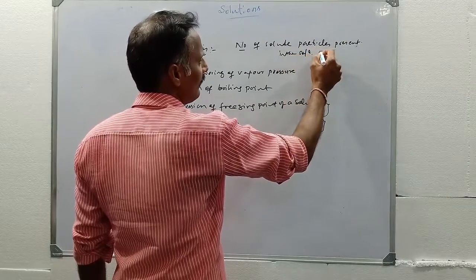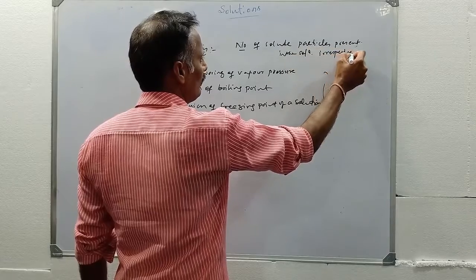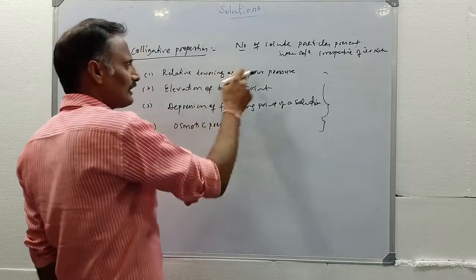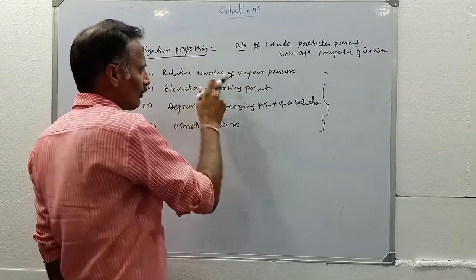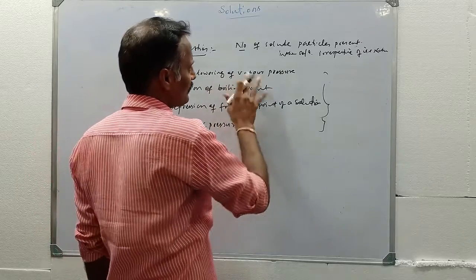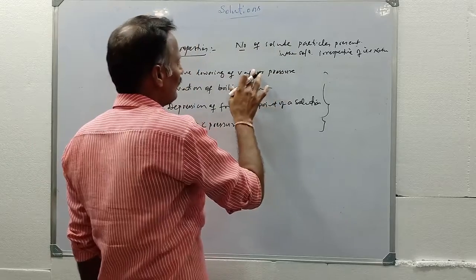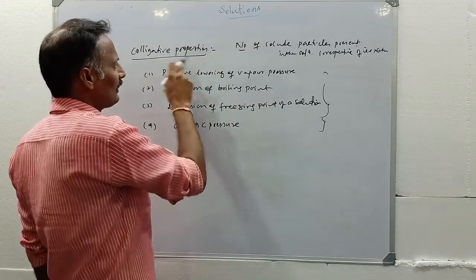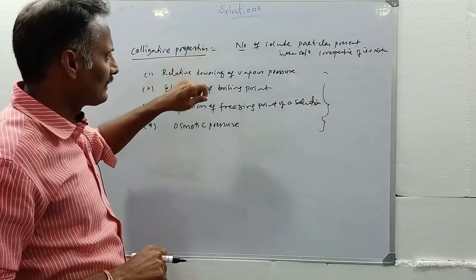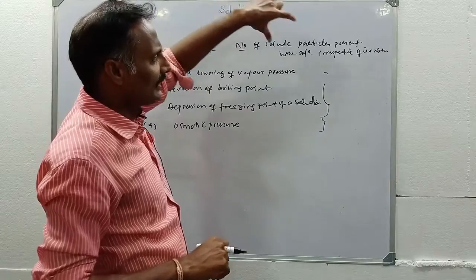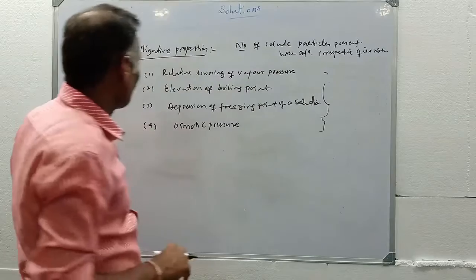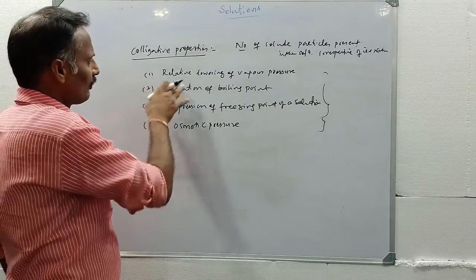Irrespective of its nature. Whatever the nature of the solute may be, these properties, that is, relative lowering of vapor pressure, elevation in boiling point, depression of freezing point, and osmotic pressure, depend upon the number of solute particles. That's why they are called colligative properties. Colligative properties are those which depend upon the number of solute particles present in the solution, irrespective of its nature. Now we discuss these colligative properties one by one.